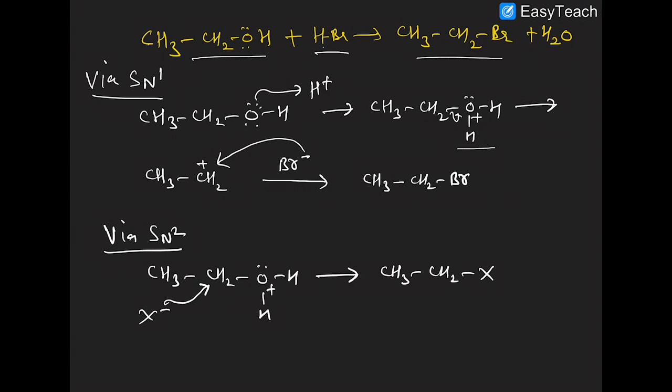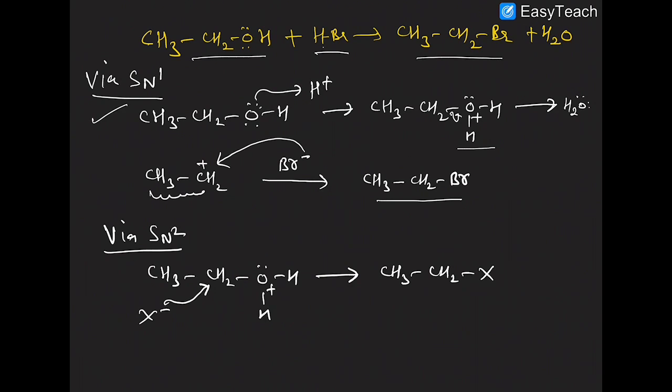So this lone pair present on oxygen will strongly attack H plus, and protonation of the hydroxy of the alcohol takes place. After that, this hydroxy can leave as a water molecule. Why? Because this bond pair will convert into a lone pair, and along with that you have the formation of the carbocation. On that carbocation, Br negative, that is the nucleophilic part, will attack, and you have the formation of ethyl bromide. Now this is via SN1.